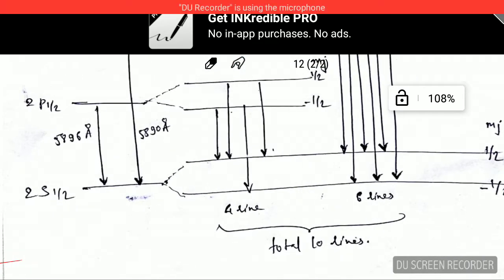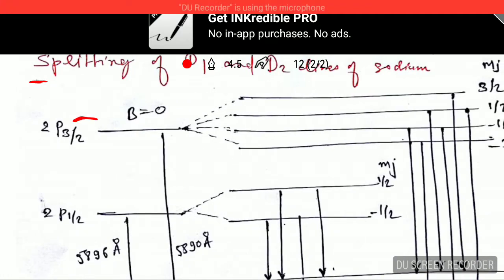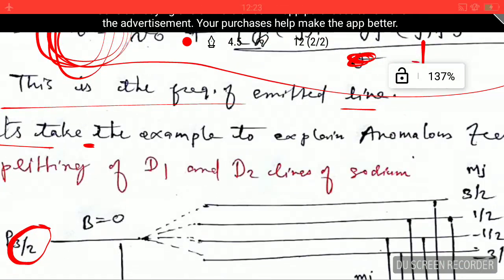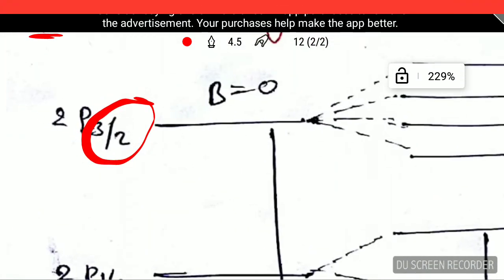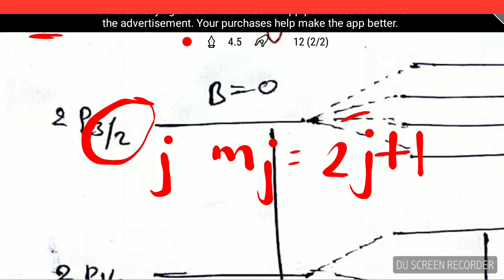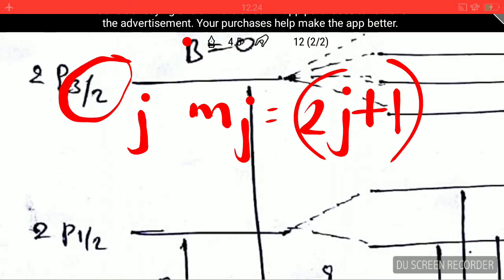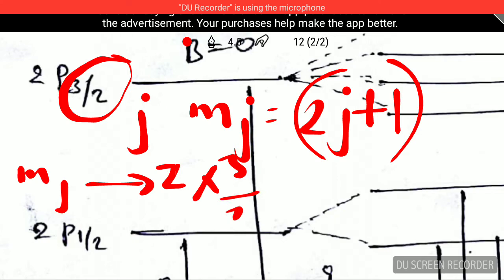Now there is an important point to understand. In this state, this value is called j, and mj will have 2j plus 1 values. Here j equals 3 by 2, so mj will have 2 into 3 by 2 plus 1, that is equal to 4 values.